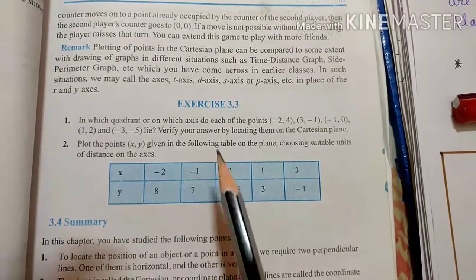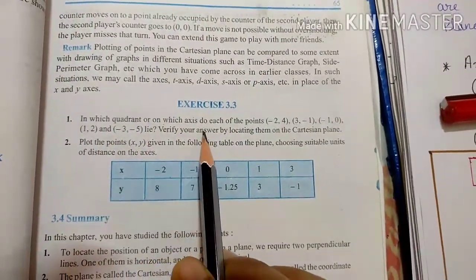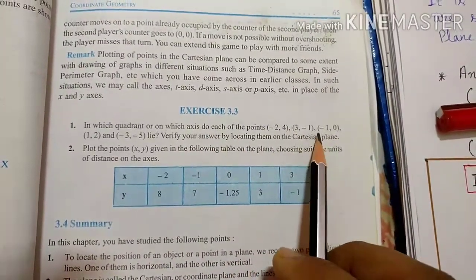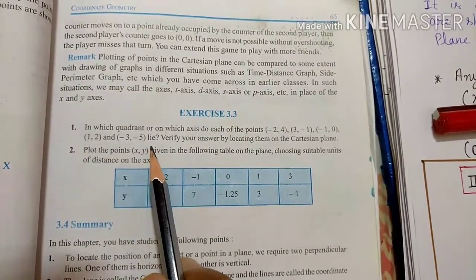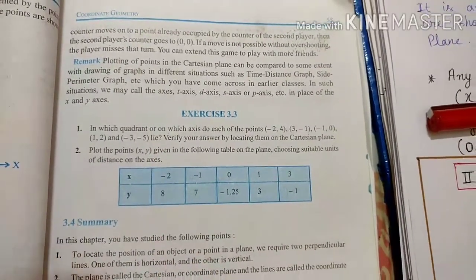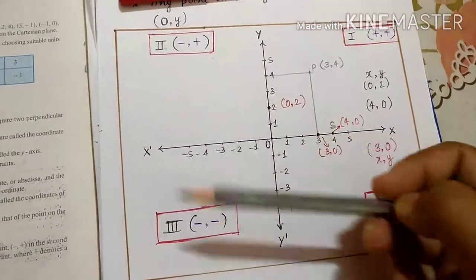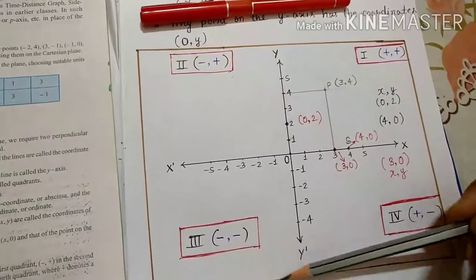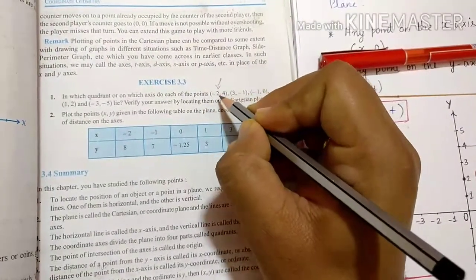Now in exercise 3.3 they are asking in which quadrant or on which axis each of the points (-2, 4), (3, -1), (-1, 0), (1, 2) and (-3, 5) lie. If you remember, I have told you about quadrant 1, quadrant 2, quadrant 3 and quadrant 4, and remember their signs too: plus, minus, and plus minus. I will tell you one only, and the others you will do by yourself in your homework.